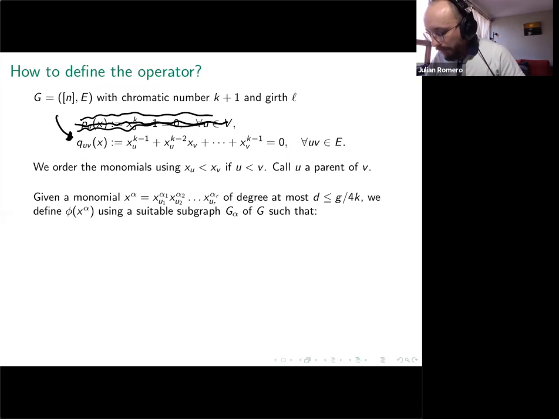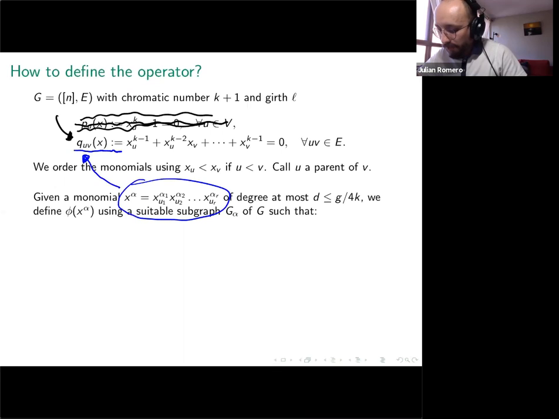So for each monomial that you give me, I'm going to define a subgraph. Each of these polynomials corresponds to an edge, and then I'm going to find a subset of those edges. So this is going to be a subgraph for each x to the alpha. And using those subgraphs, I'm going to define the phi sub alpha, and that is how the proof more or less is going to go.